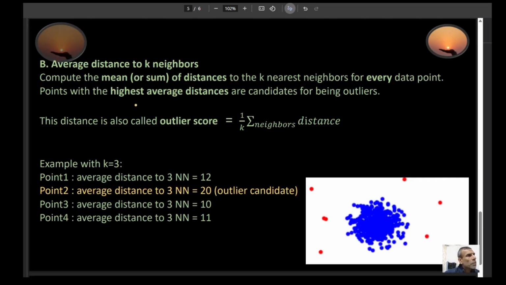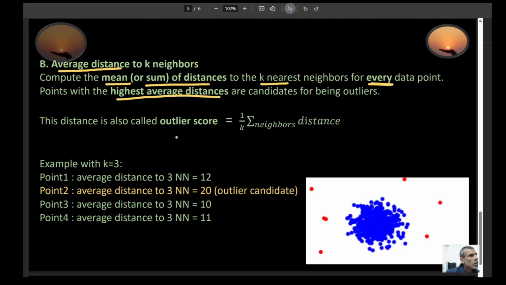Now you can extend the previous idea to actually use the average distance. You don't need to find just the fifth nearest neighbor or kth nearest neighbor. You can calculate the mean or the sum of the distance to the k nearest neighbors for every single data point. So the points with the highest average distance would be your candidates for being outliers.